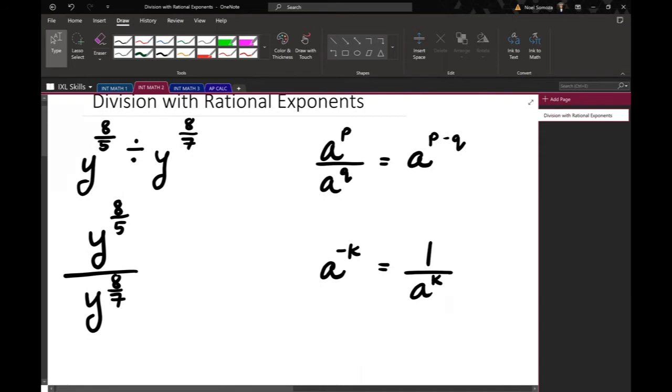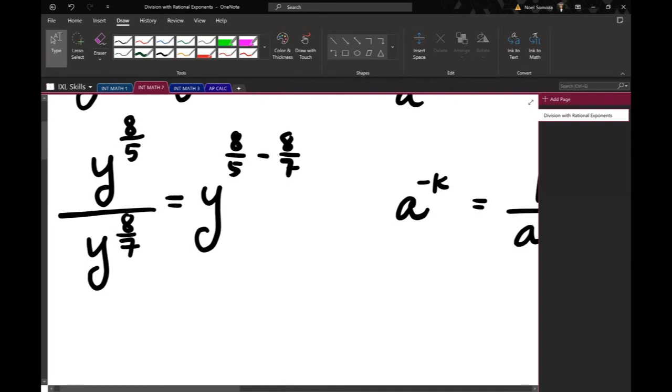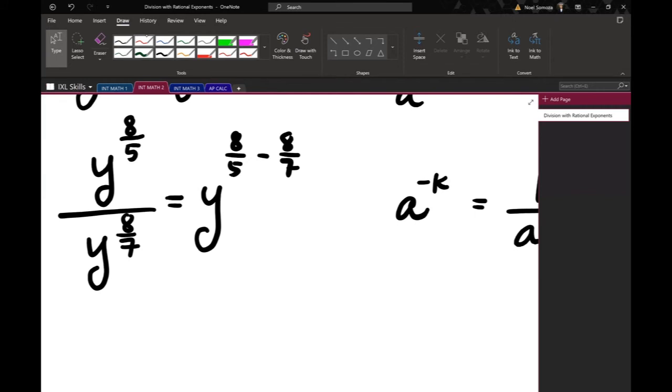So we're going to apply the first property, which tells us when you have the same base, we can subtract the exponents, which allows us to rewrite it as y to the 8/5 minus 8/7. Now we have to use what we know about subtracting fractions, because without the same common denominator, we can't simply subtract those two numerators. So what we'll need to do is try to find a common denominator between 5 and 7.